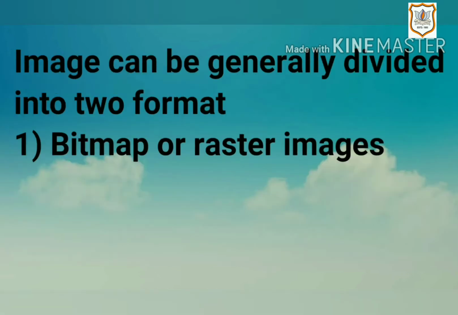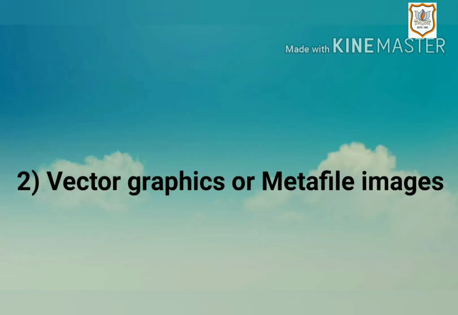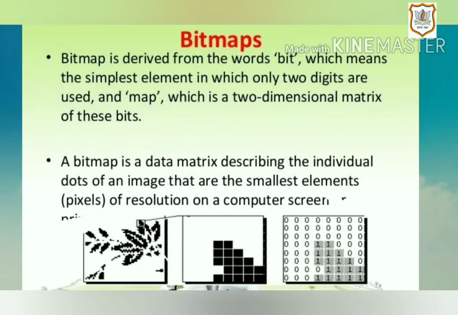Images can be generally divided into two formats. First one, bitmap or raster images, second one, vector graphics or metafile images. First one is bitmap. Bitmap is derived from the word bit, which means the simplest element in which only two digits are used, and map, which is a two-dimensional matrix of these bits.